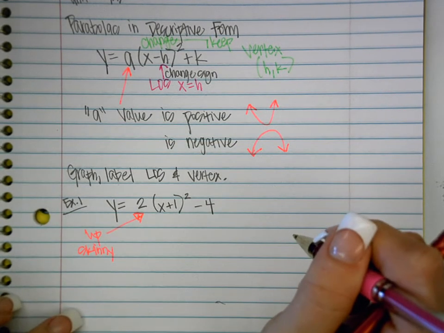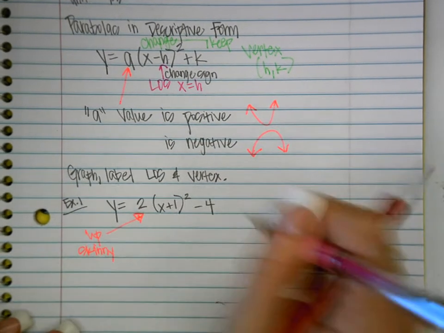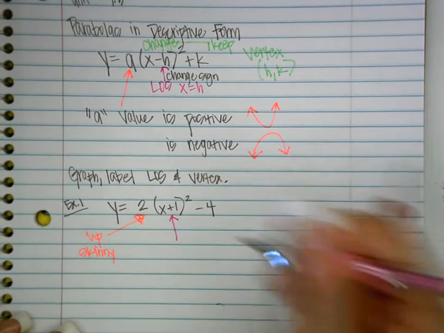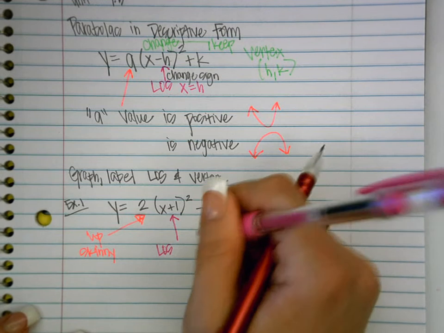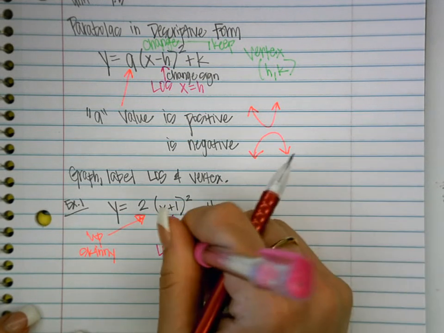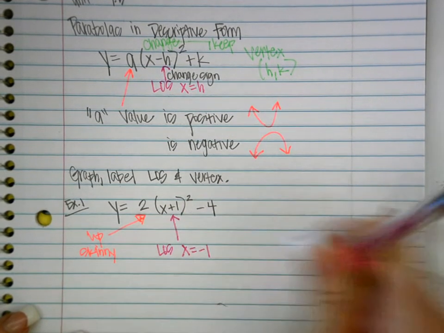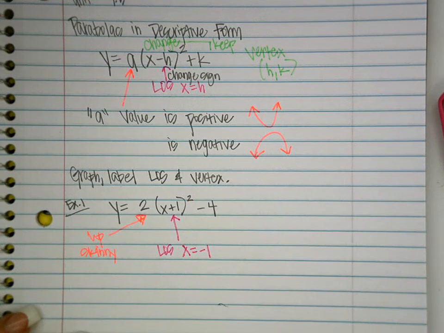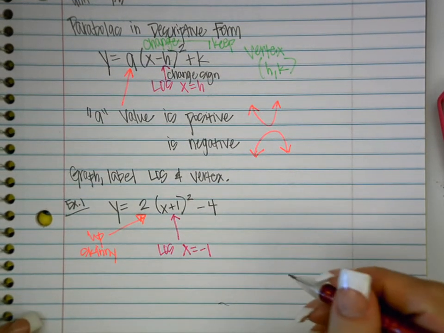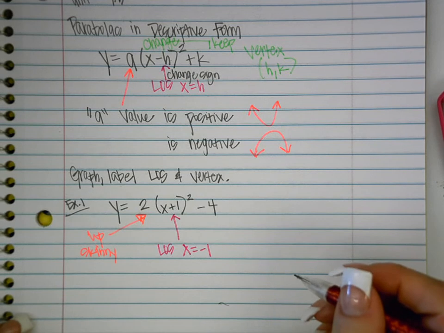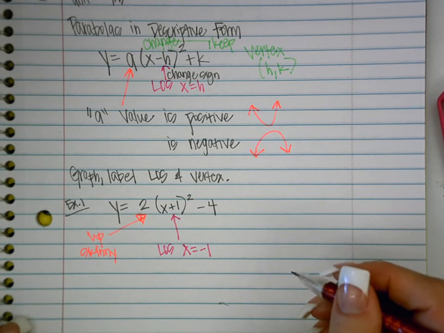From there, you can also find line of symmetry. You find line of symmetry by changing what's in the parentheses. So line of symmetry will be at x equals negative 1. If you don't write the x equals portion, it's going to be wrong. If you just write negative 1, that's not telling me anything. I'm looking for an equation, so an x equals equation.